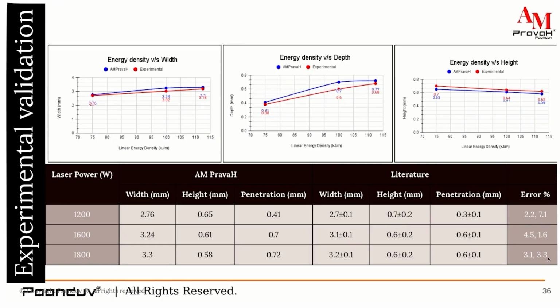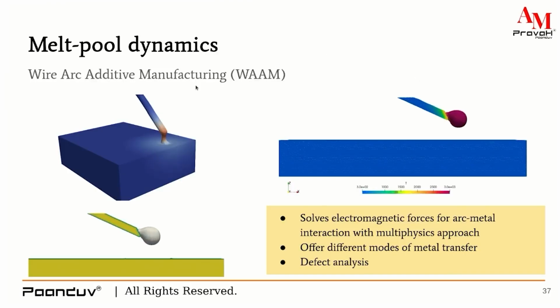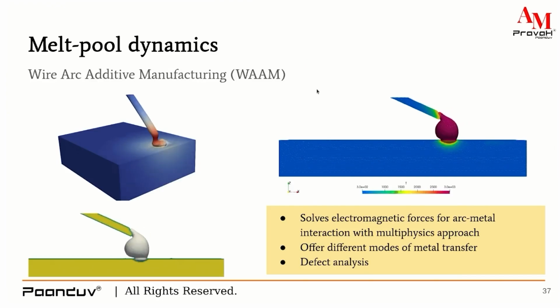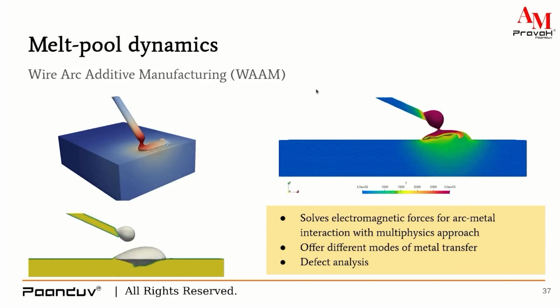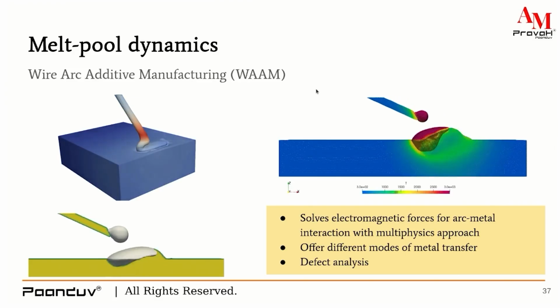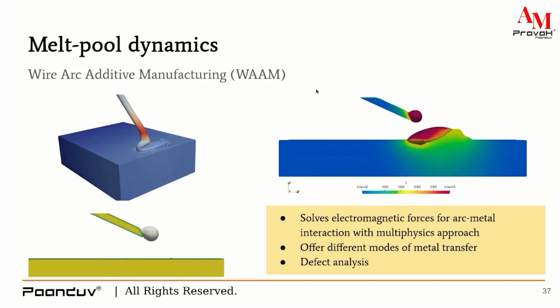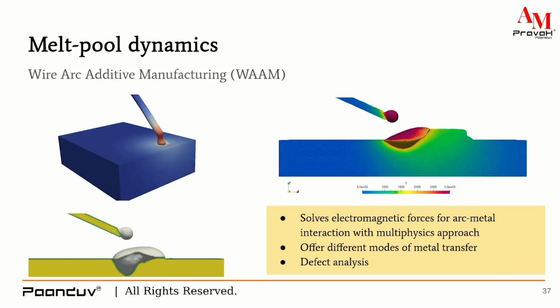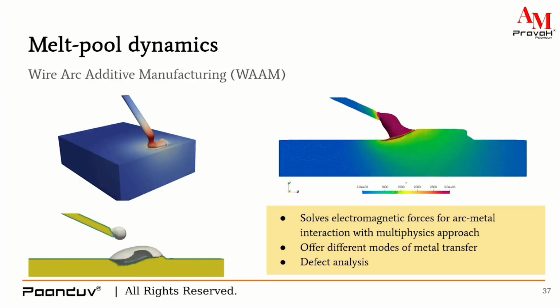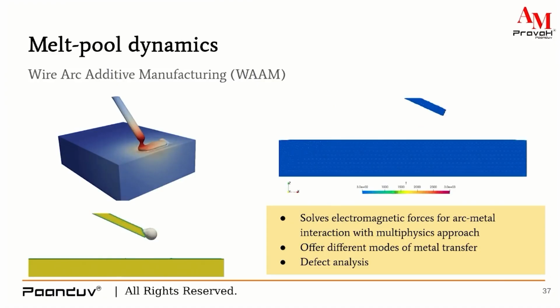This particular simulation is done for SS316N, and the literature is reported here. This is the optical microscopy image that we have provided. Corresponding to that, we have EBSD analysis also here. Now, with these experimental data, we have simulated using PravaH, and you can see the dark spot here, which is the density plot we have created.